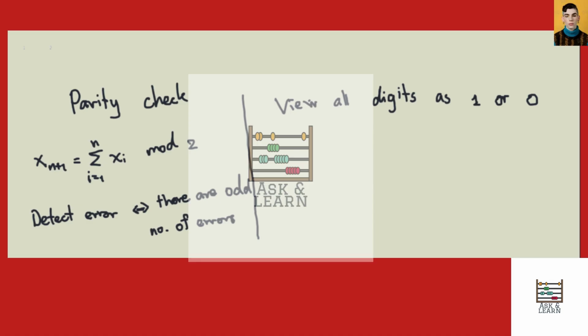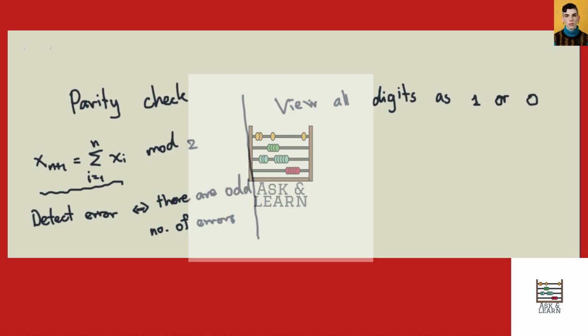Hi, in this question, we are asked to show that the parity check can only detect errors when there are odd numbers of them. So if it's an even number of errors, it won't be able to detect. First, we look at the formula for the last digit. It will add everything in front of it, modulo 2.